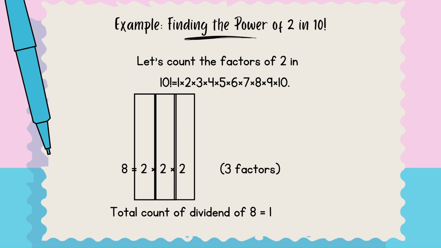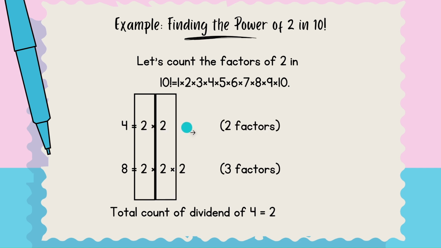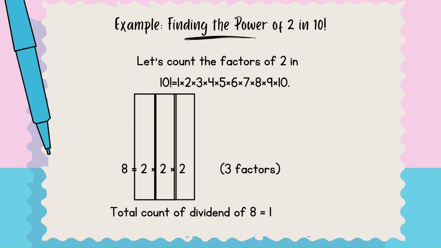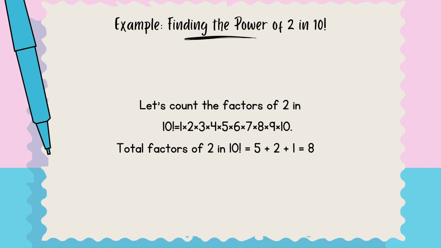Now next, since 4 has just two factors, we will remove that, and since 8 has three factors, in the next pass we will count for three factors for the 8, and it is just 1. The next count we will also count for 4 factors, but it is not present till 10. So this is the end. So now we come to the fact that total factors of 2 in 10 factorial is 5 plus 2 plus 1, that is 8. Now, have you understood anything?